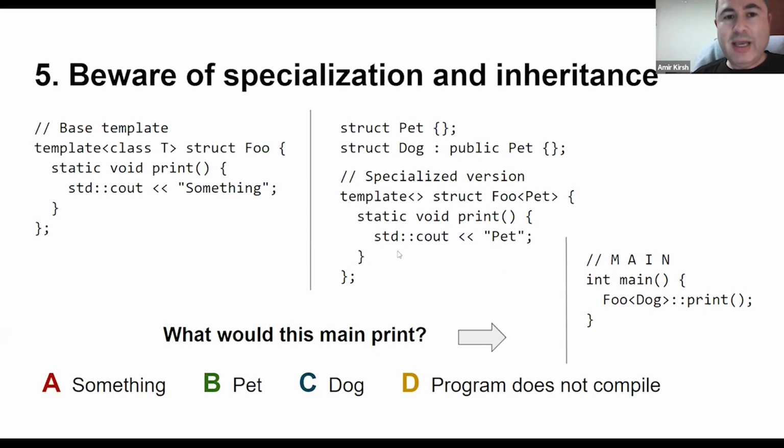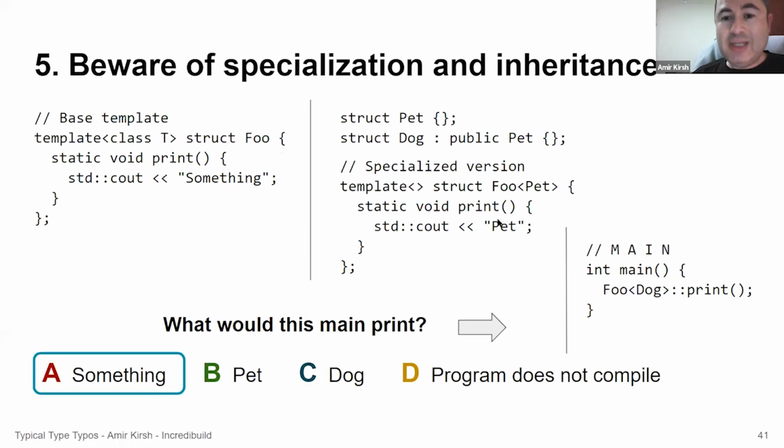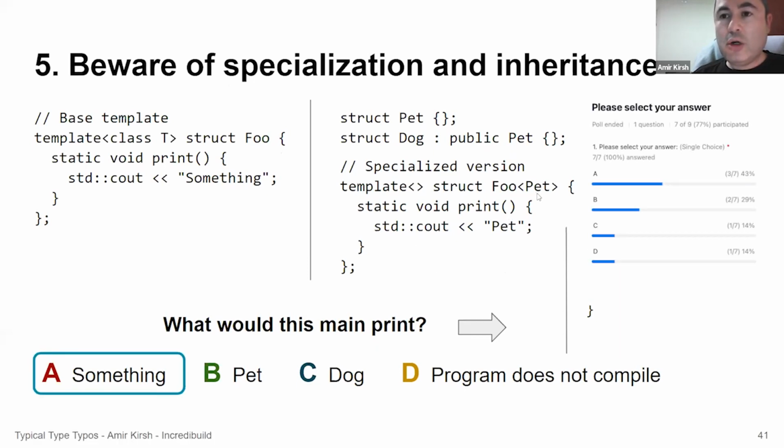Okay, most of you say A, which is the correct answer. And the reason that it would print something and not pet is that specialization doesn't work well with inheritance. Well, a pet, yes, a pet is the base class of a dog. A dog is a kind of a pet, but specialization is looking for exactly a pet.